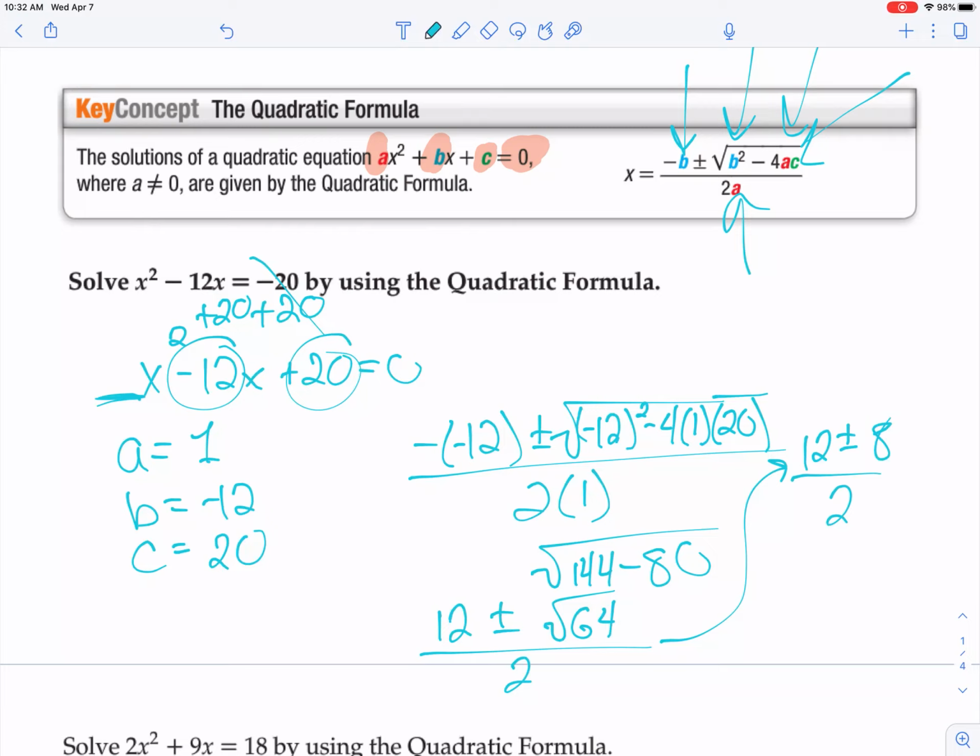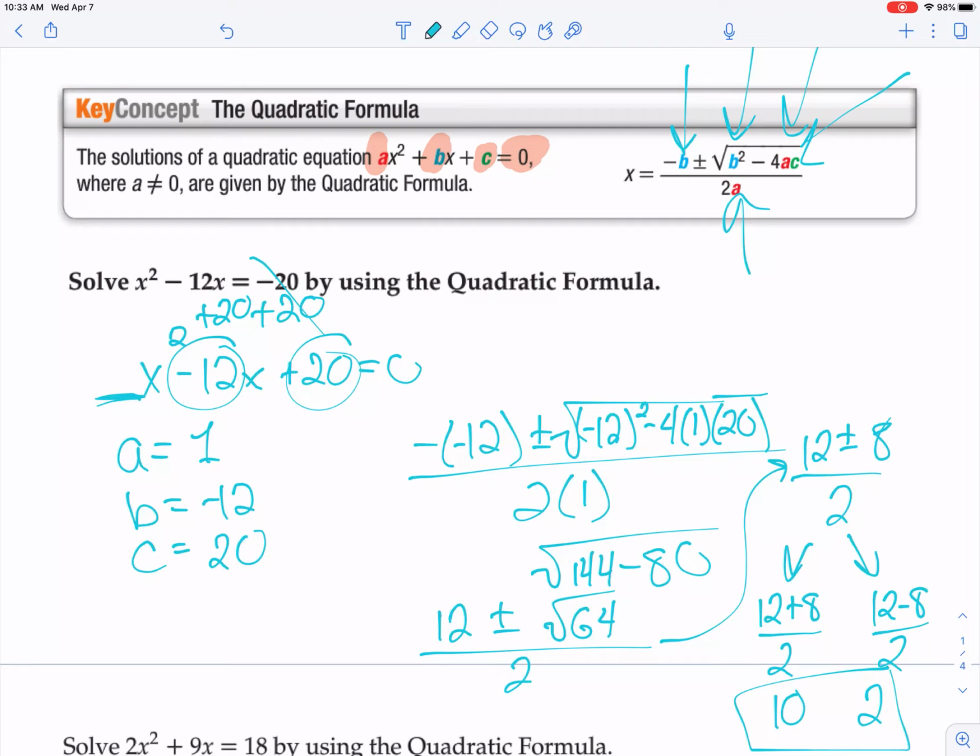But once you get to this step, you're going to go ahead and divide into 2 equations. Again, the same way we did yesterday, just dividing out that positive negative. And simplify. 12 plus 8 is 20, divided by 2 is 10. 12 minus 8 is 4, divided by 2 is 2. Those are your 2 answers.